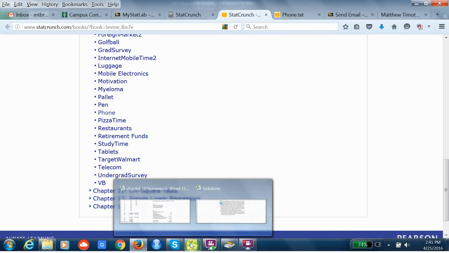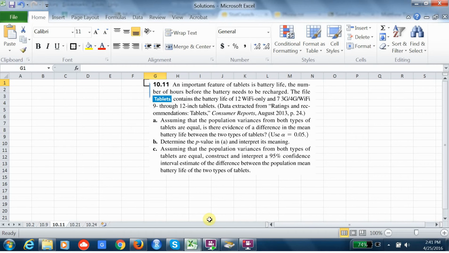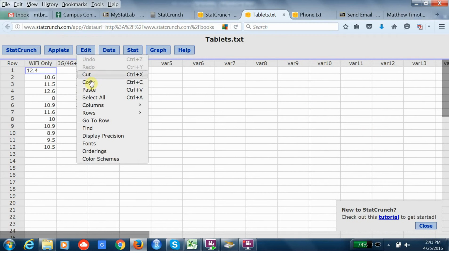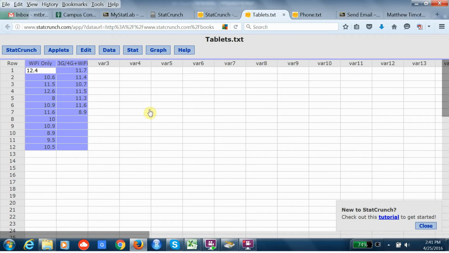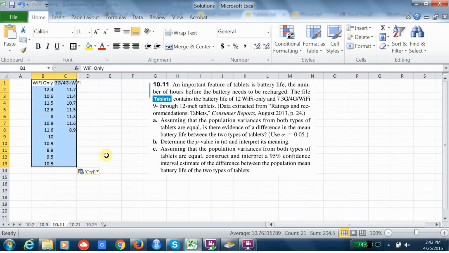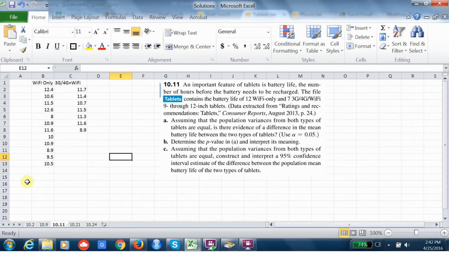So this was tablets. There we go. We'll select all and we'll cut. I'm going to leave a little room here because I want to compute some statistics off to the side. And I'm going to add a little counter here also, just to make life easy on ourselves. And just drag this down like so.